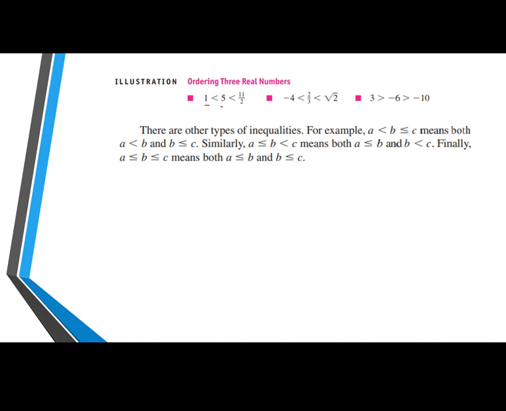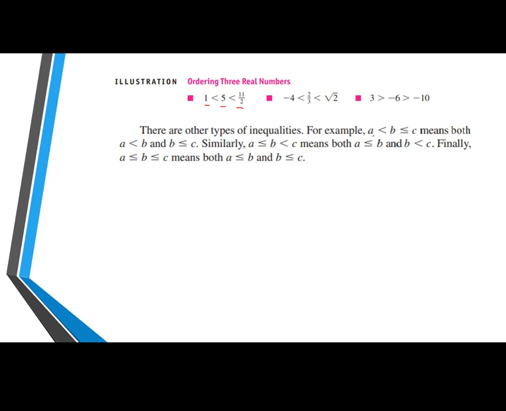1 is less than 5, then 5 is less than 11. Number 2, negative 4 is less than 2 thirds, then 2 thirds is less than the square root of 2. Then 3 is greater than negative 6, then negative 6 is greater than negative 10. So there are other types of inequalities.